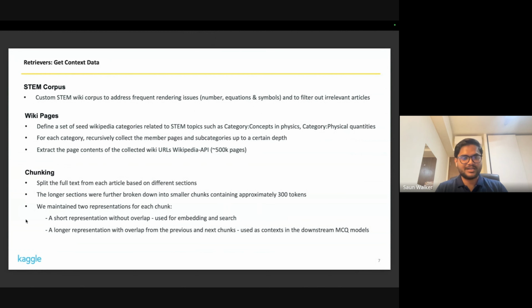One of the important details was that we maintained two representations for each chunk. One was a short representation without any overlap. We used this to embed and search. And another one was the same short representation, but we also tracked the previous and the next chunk in a way to make a continuous span. And this longer representation actually boosted the performance of the downstream MCQ models.